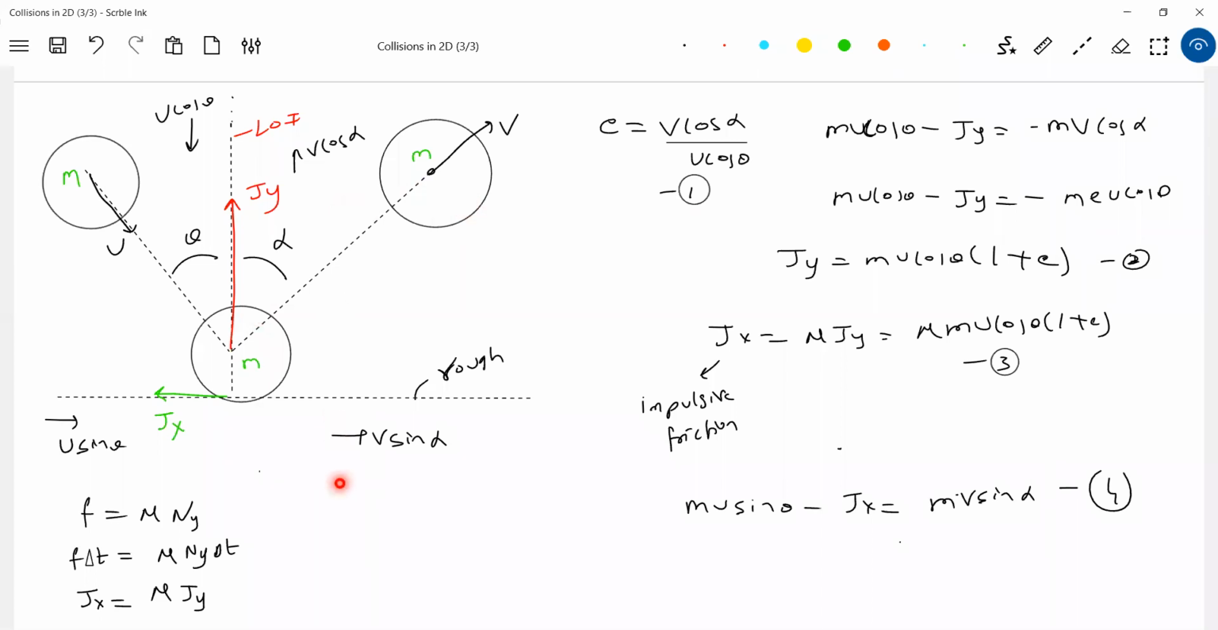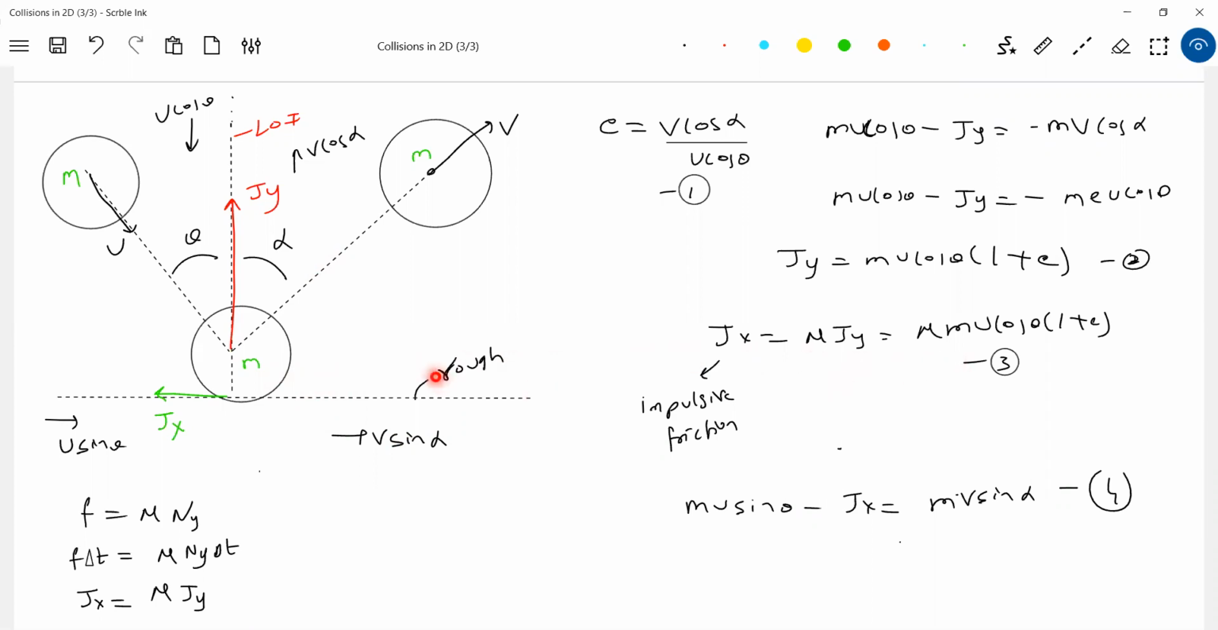And now if you want, you can discuss, put E equal to 0. What is the motion of the ball? Just after impact, it will have an x component of velocity. Because of friction, it will move and undergo retardation and finally come to rest.